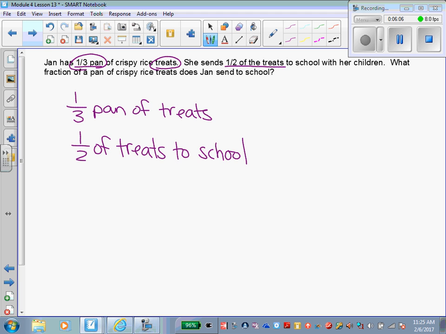All right, it's getting close to lunchtime. Let's visualize this one. Love to visualize food right around lunchtime. All right, close your eyes. Your mom has a delicious, sweet pan of crispy rice treats, but you guys have had them for a little bit, so they're already almost gone. And you've only got 1/3 of that pan left. She sends half of that third to school with you.